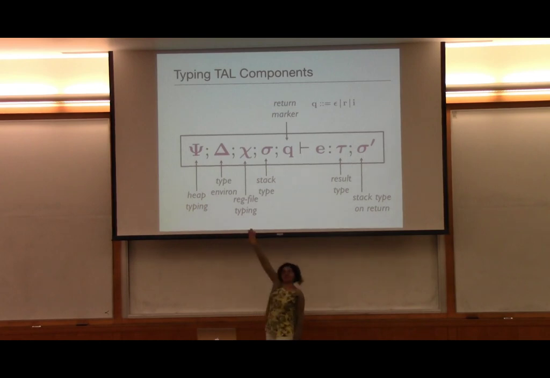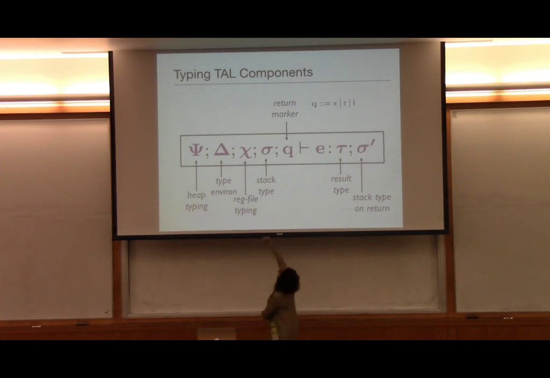We have a register file typing. So, just like in high-level languages, we have a gamma, right? Gamma tells us x colon tau: x has type tau. Now, there are no variables in assembly. Those variables are now essentially sitting in registers, right? They correspond to registers. So the register file typing is like our gamma. That chi that you're reading over here is essentially the gamma counterpart. It says register r contains a value of type tau.